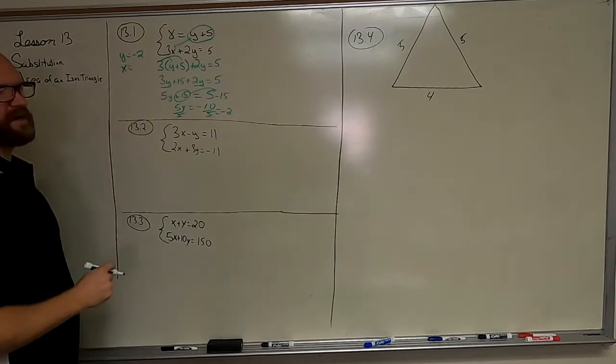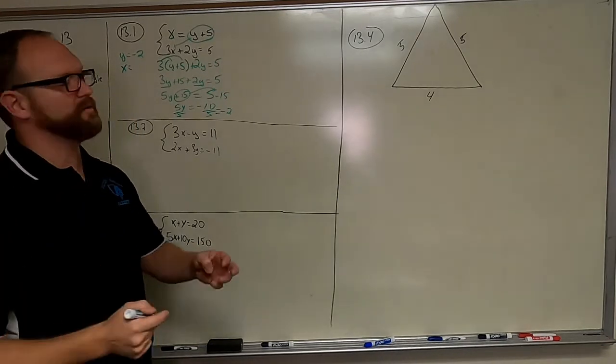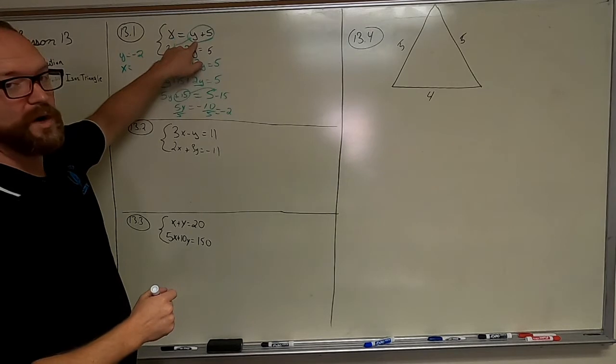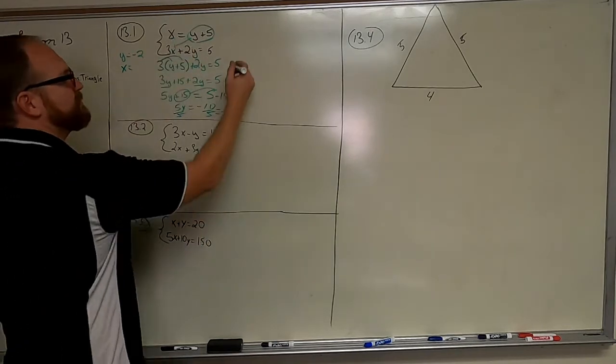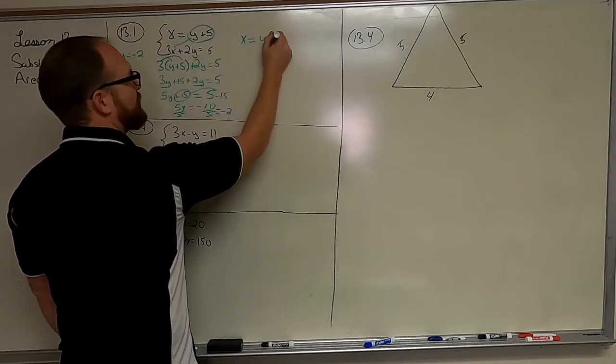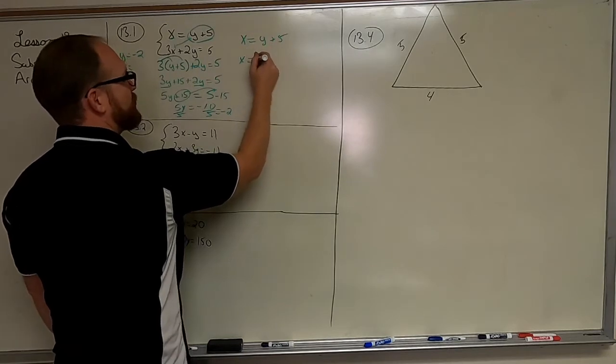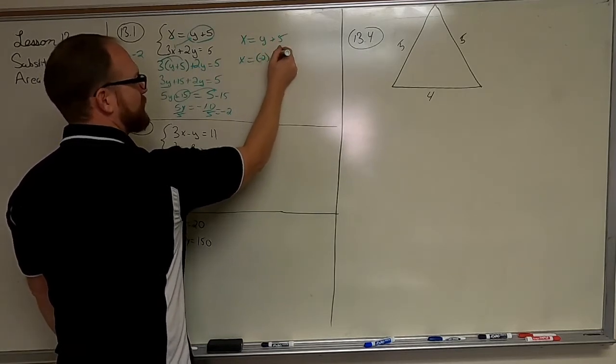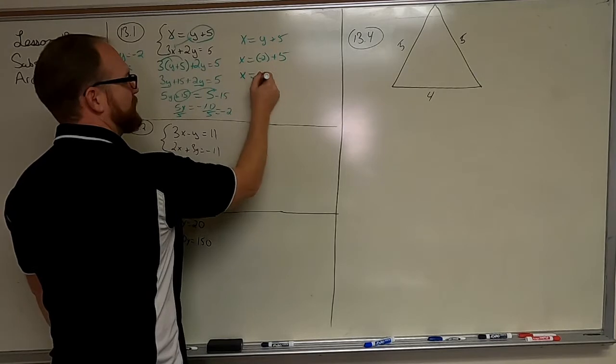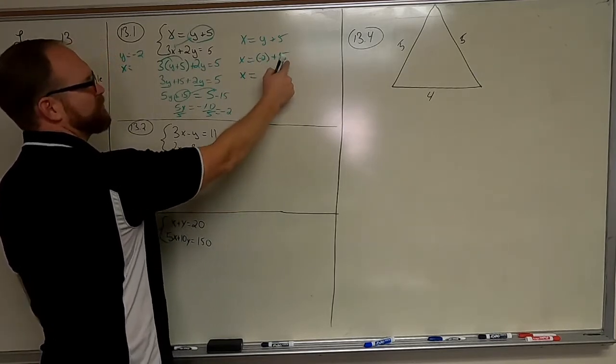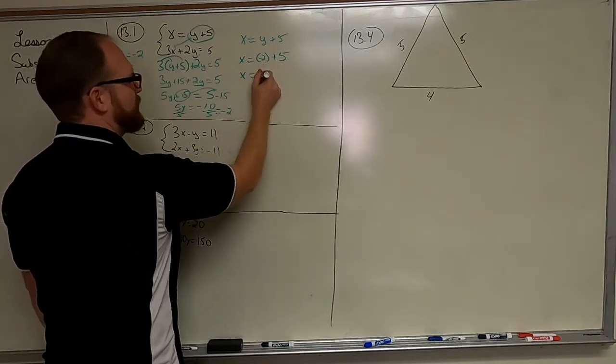Still need to solve for x. How do I solve for x? That's the easy one. I'm just going to plug what I know y to be into this equation, because x equals y plus 5, or x equals negative 2 plus 5. So x is negative 2 plus 5, or just 5 minus 2, and gives us 3.